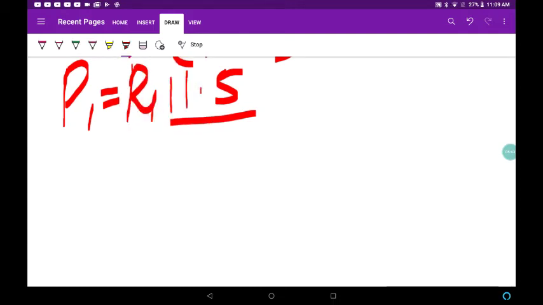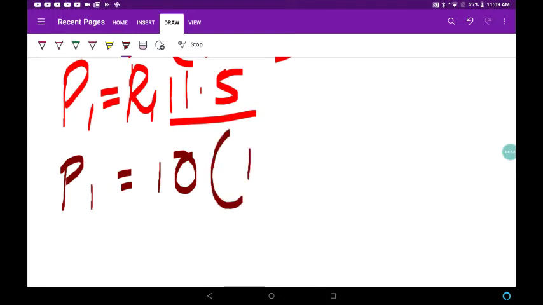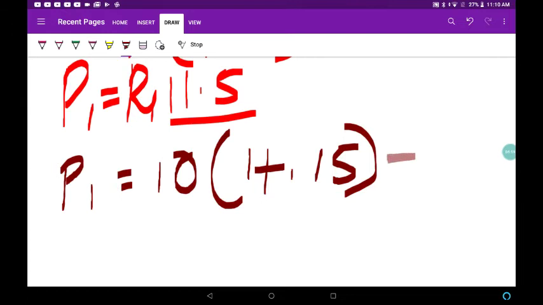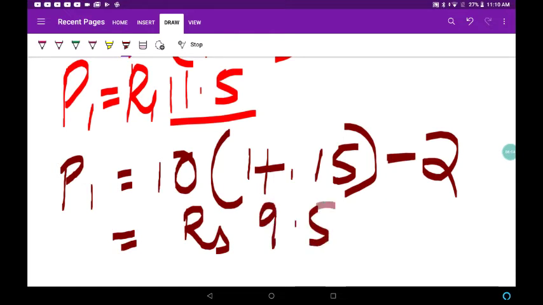Right? So next is P1 if dividend is paid. So P1 is equal to 10 into, same way, 10 into 1 plus 0.15 minus 2. Dividend is 2. Clear? It comes to rupees 9.5. So this is the difference.